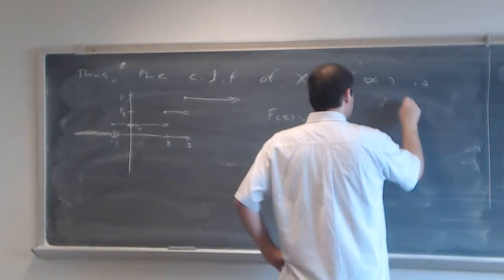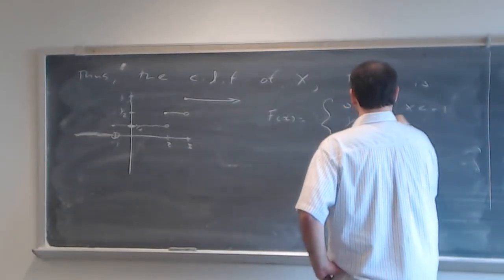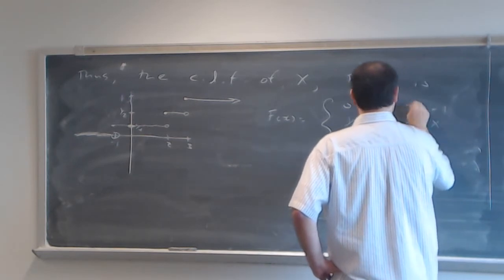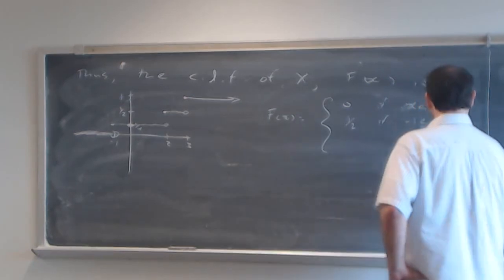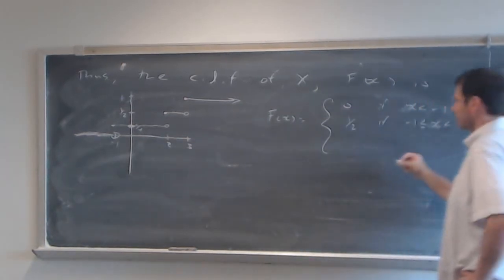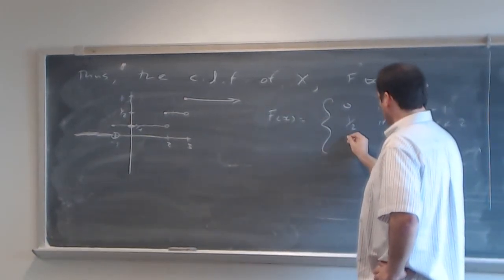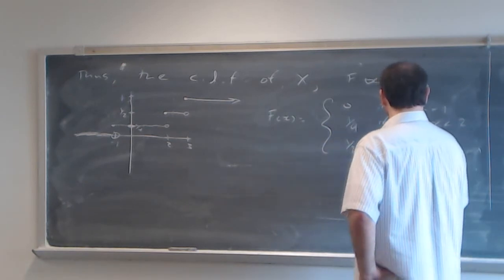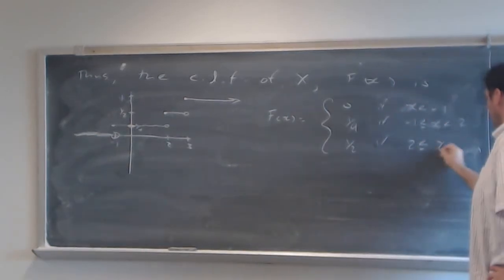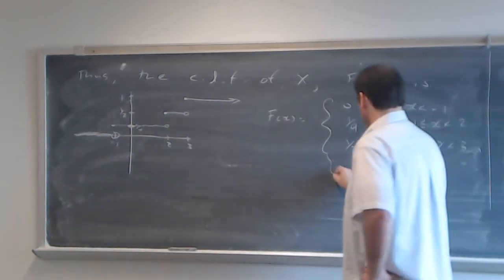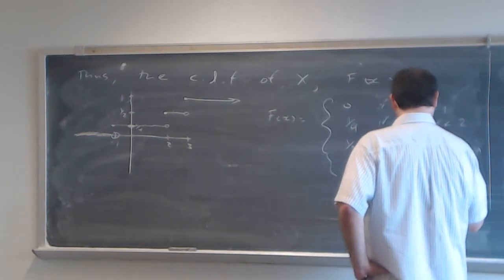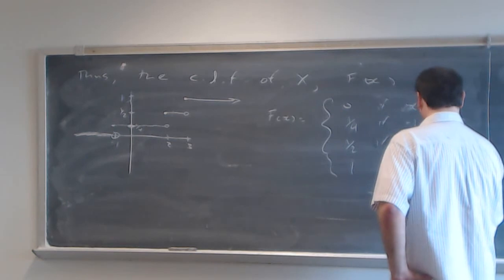You could write it this way. It's 0 if x is less than minus 1. It's a piecewise function. If x is between minus 1, here, this should be little x, made a mistake, is less than 2, that's 1/4. It's 1/2 if you're between 2, inclusive of the 2, up to 3. And then it's 1 if x is greater than or equal to 3. That's what we have.